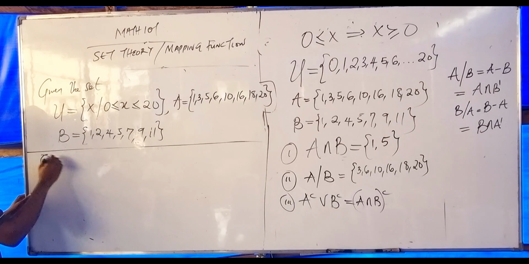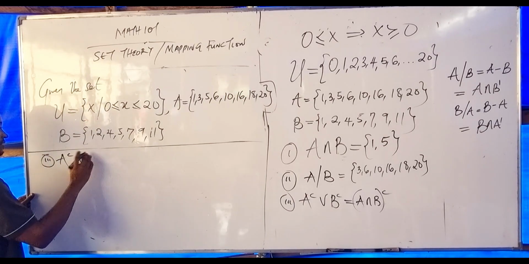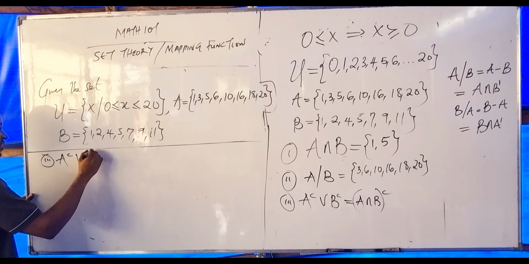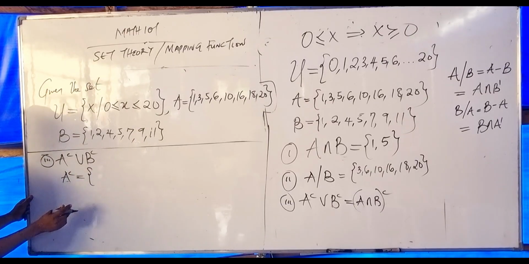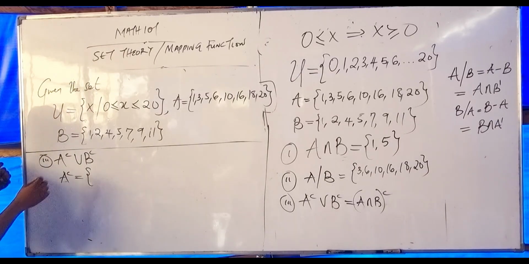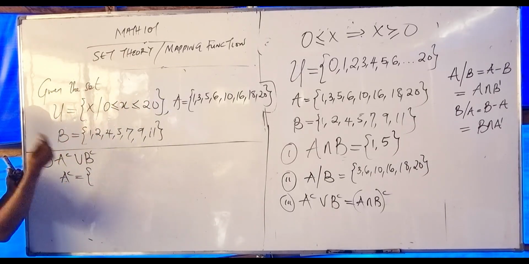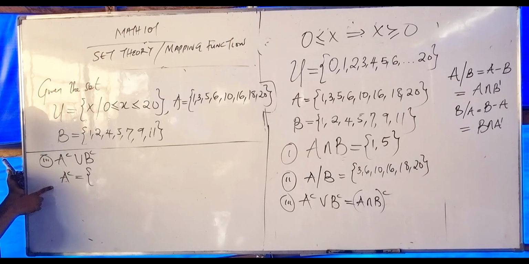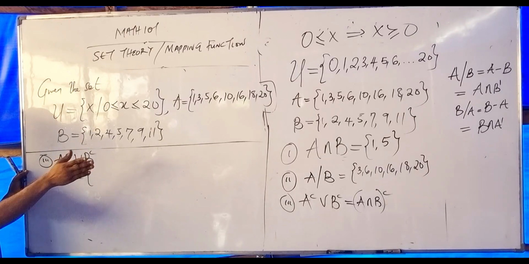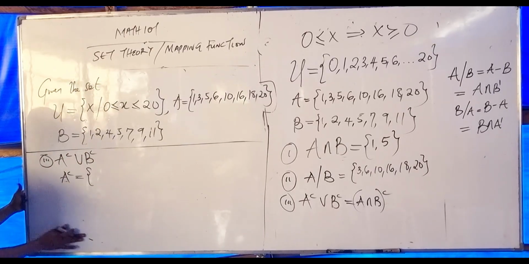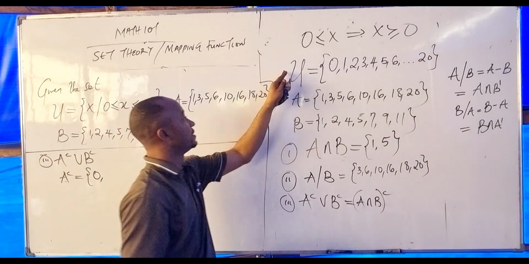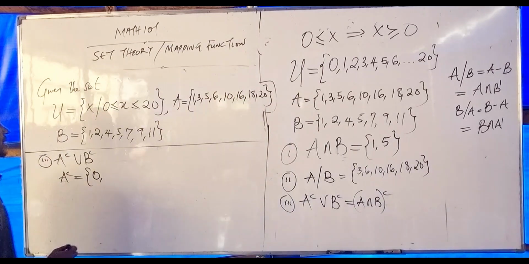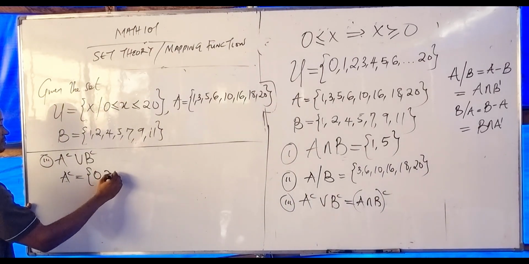For the third one, A complement union B complement, the first step is to find A complement. What's A complement? These are the elements in the general set that are not found in A. This is the same as the general set difference A, right? Now let's go. What do you have here? Elements that are found in the general set but not found in A are what? Give me the value.